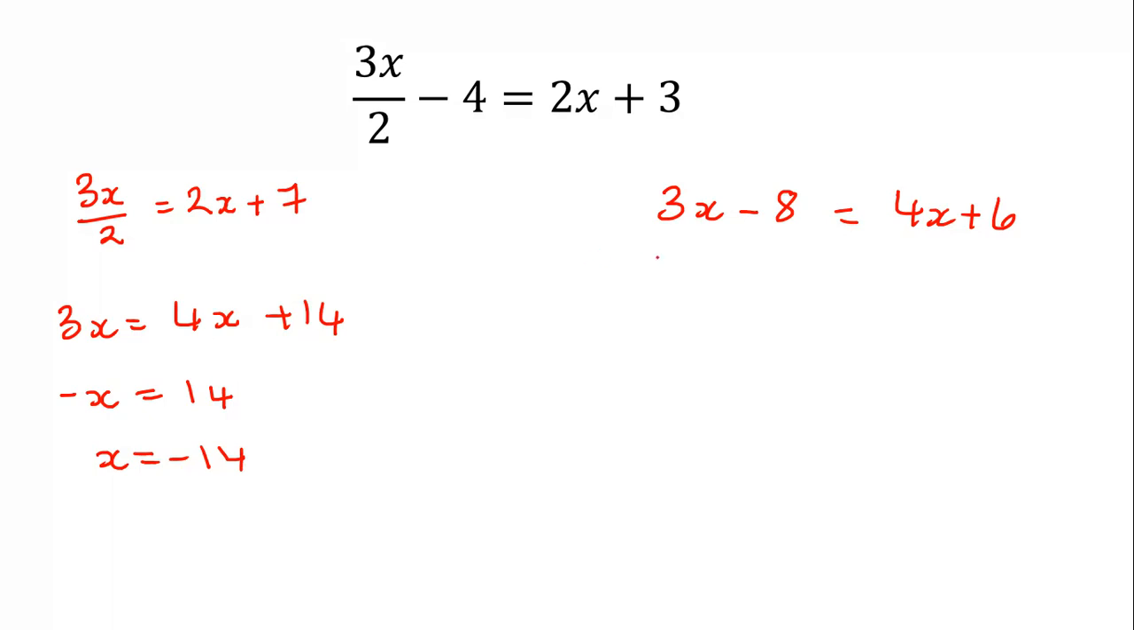Whereas if you did it this way, you've got a bit more work to do now. I'm going to subtract 3x from both sides. So negative 8 equals x plus 6. And now I'll subtract 6. So x equals negative 8, take away 6, which is negative 14. So either way you do it, you will end up with the right answer. It just depends on what personally makes more sense to you.